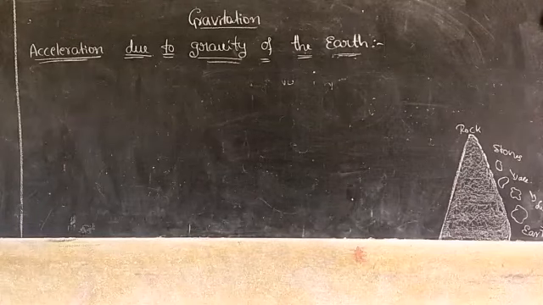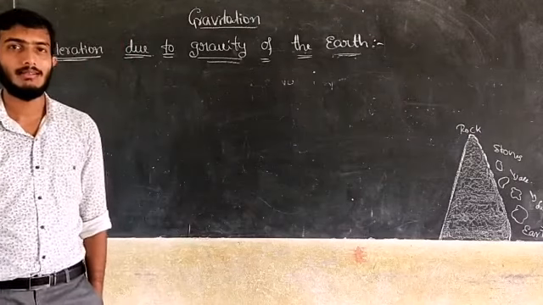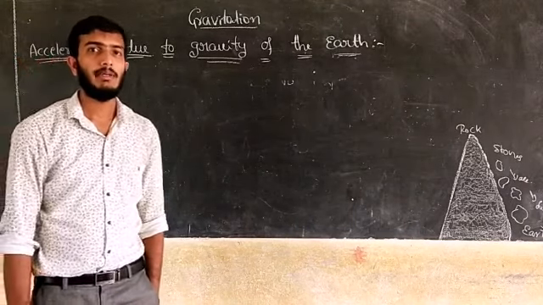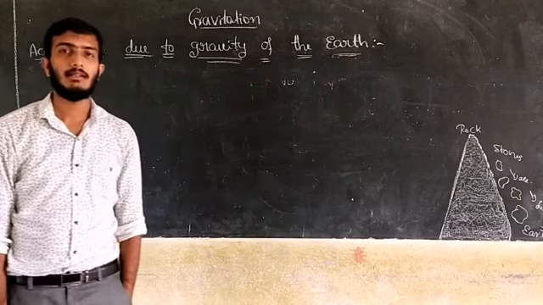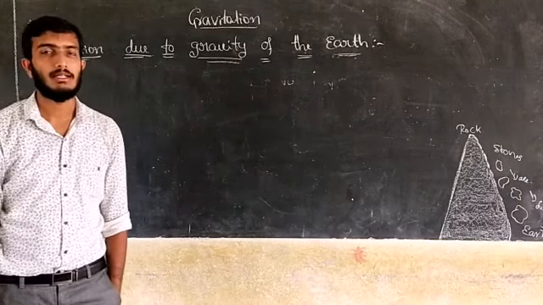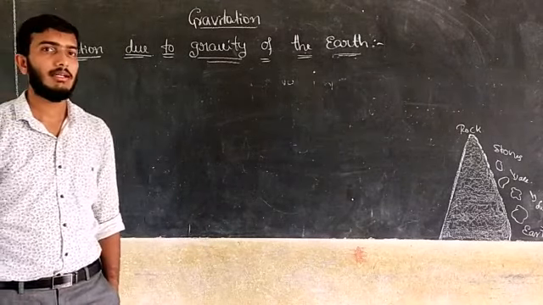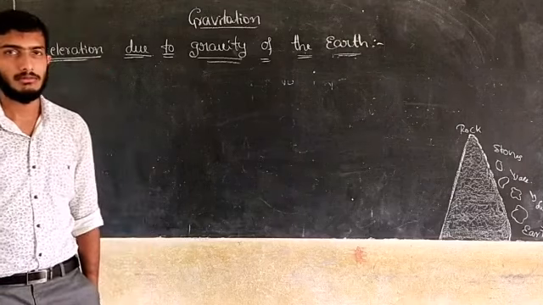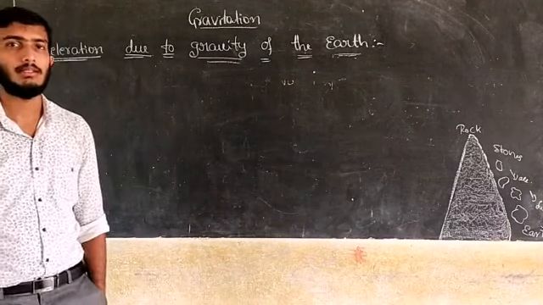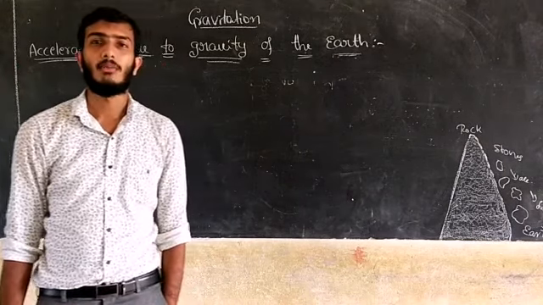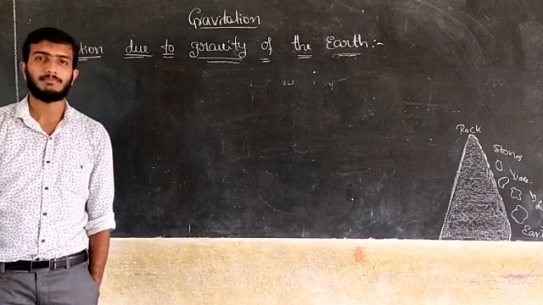Hello students. In the previous video we discussed some information about the chapter of gravitation, and I gave the explanation for Newton's law of gravitation, or the universal law of gravitation. That is, the definition: the force between two bodies is directly proportional to the product of their masses and inversely proportional to the square of the distance between them.